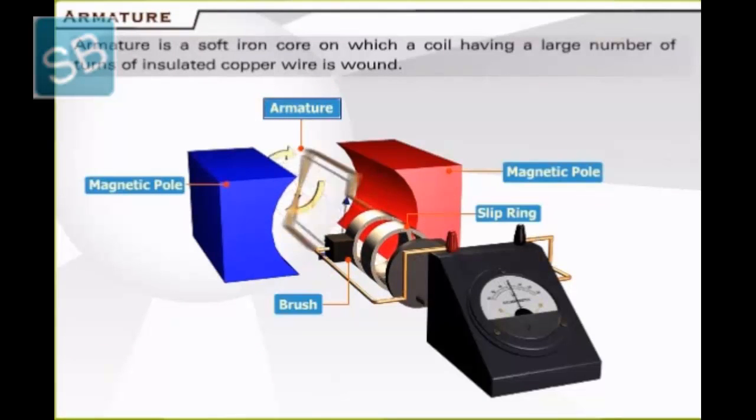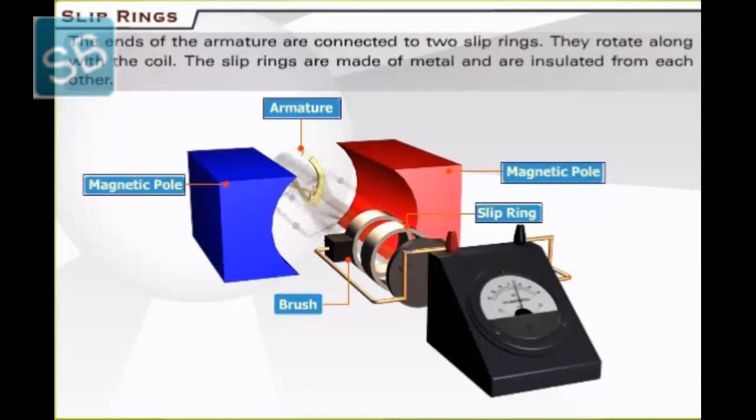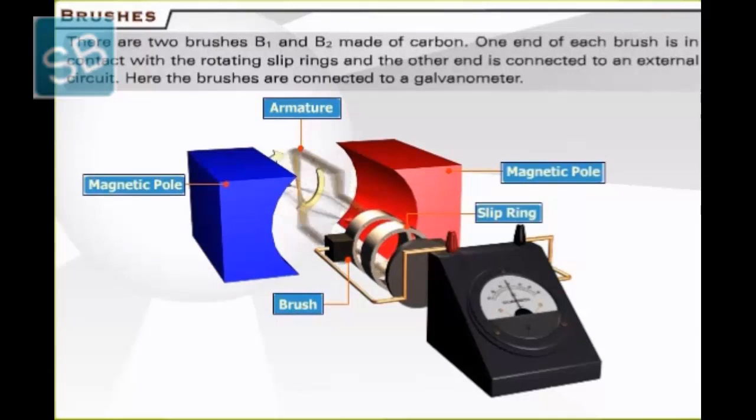Now we will see the work of the armature first. It is a soft iron core on which a coil having a large number of turns of insulated copper wire is wound. So the first part was of electricity, now comes the magnetic branch of physics. These are the magnetic poles. We also have slip rings, where the ends of the armature are connected with two slip rings. They rotate along with the coil. The slip rings are made of metal and are insulated from each other. Here the brushes B1 and B2 are made of carbon.